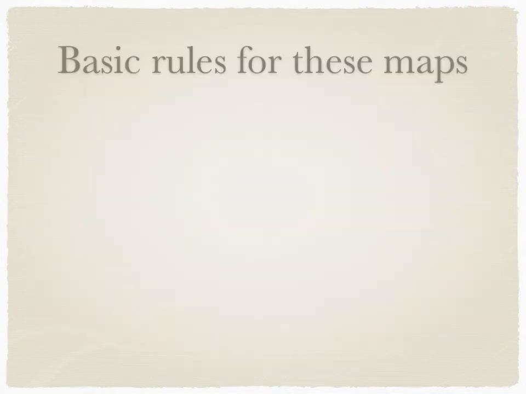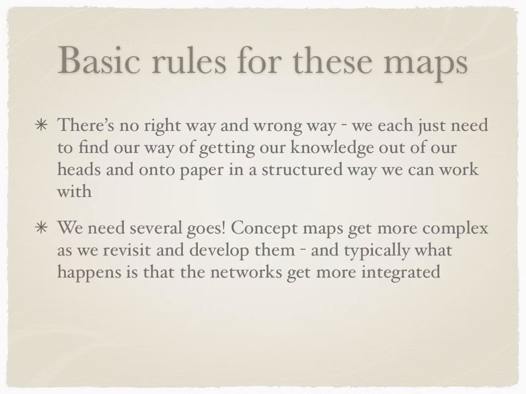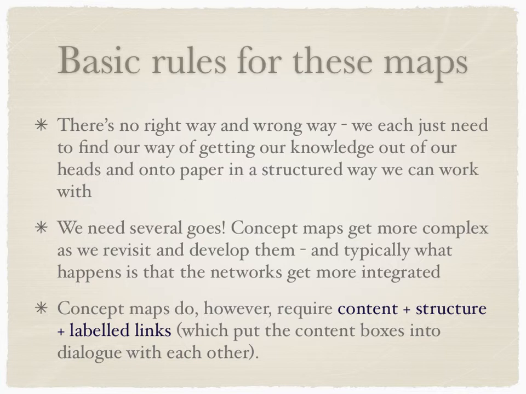So the basic rules, having seen those examples, are like this. There isn't a single right way or wrong way. It's just about getting our knowledge out of our heads and onto paper. But the key thing is structure. The more structure there is, the better it's going to be. As I said, you will need several goes, and every time you develop it, you will find it becomes more complex. Typically, those networks will become more integrated, and the labels will become more precise on the lines. And you do need those three elements: content, structure, and labelled links, because the labelled links put the content boxes into dialogue with each other, and that's how you get the content and the dialogue.